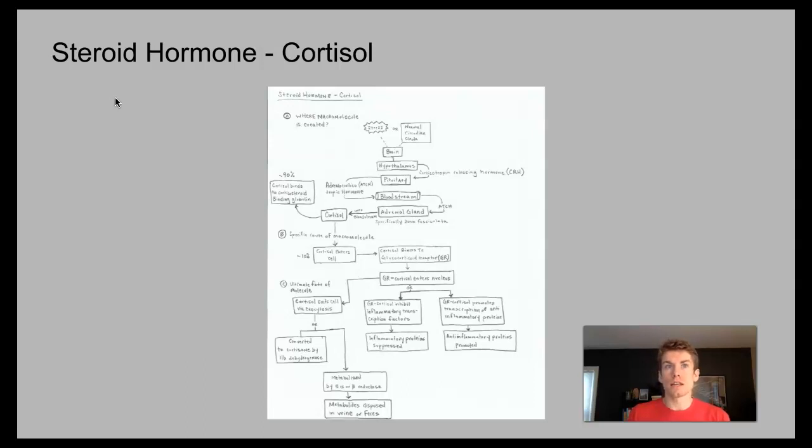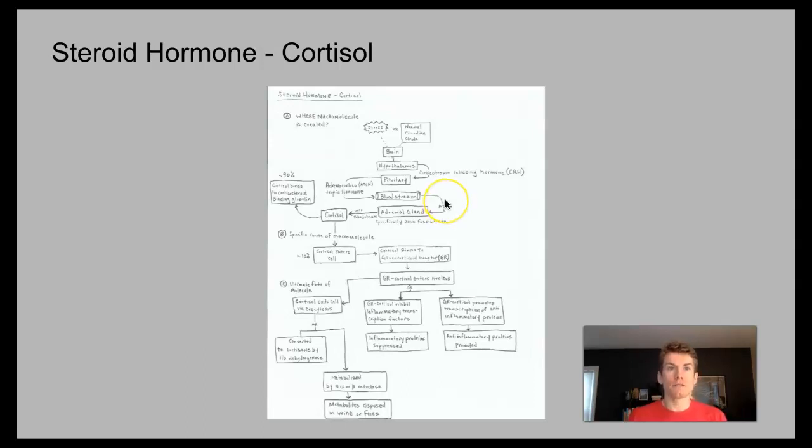This will stimulate the pituitary gland to ultimately secrete adrenocorticotropic hormone. This is ACTH in my diagram, right here. This will be secreted into the bloodstream. This will then travel down to the adrenal gland, where it will stimulate the actual production of cortisol from a region in the adrenal gland called zona fasciculata.